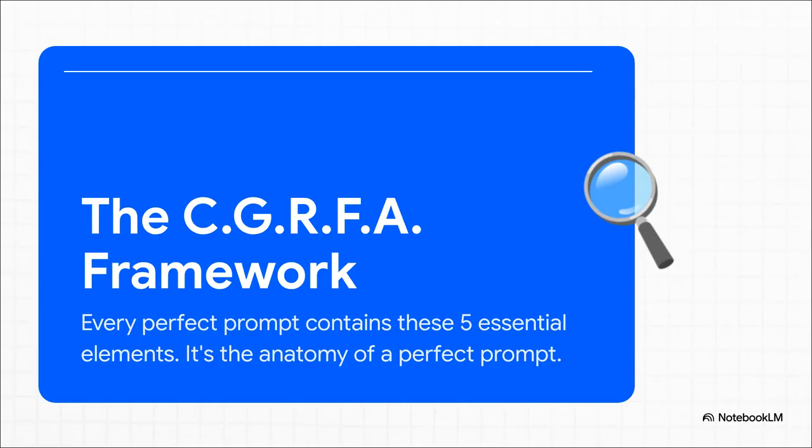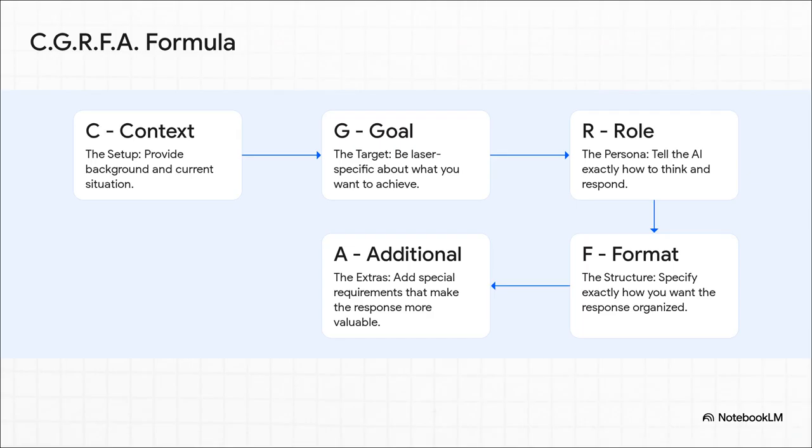I want you to think of CGRFA as like the anatomy of a perfect prompt. It's basically a checklist that makes sure you've included the 5 essential elements that an AI needs to give you a brilliant, tailored response instead of a boring, generic one. Once you learn this, you'll never go back. All right, let's break this down.